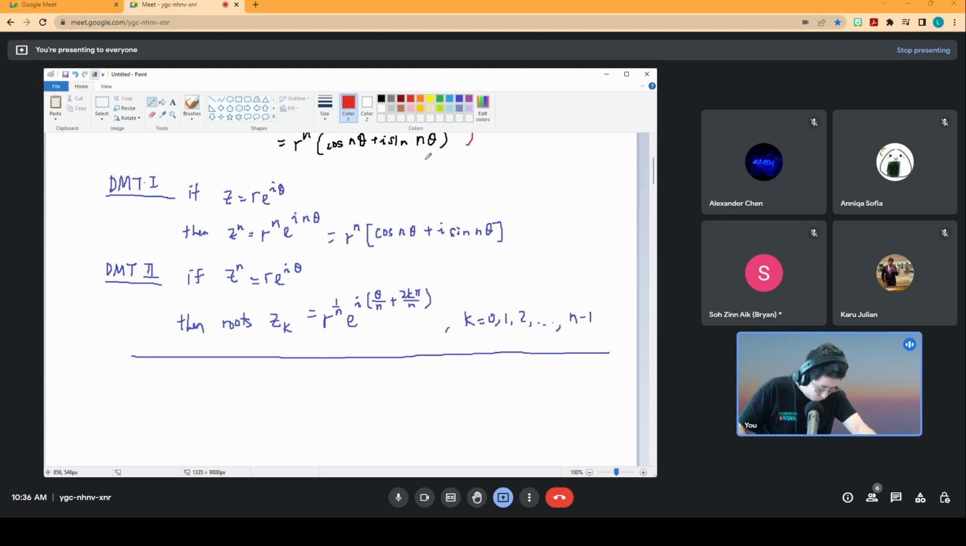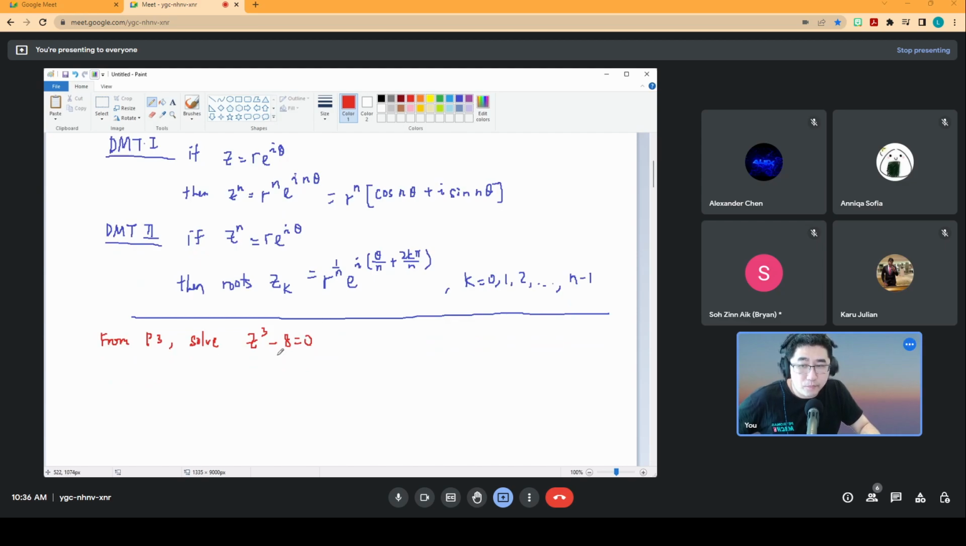I'm going to show you. From P3, maybe the question asks you to solve z cubed minus 8 equals 0. This is a polynomial question, right? Power of 3, right? If in P3, we will solve it this way. I do factorization, so I will have (z minus 2)(z squared plus 2z plus 4) equals 0. Still remember how to factorize?